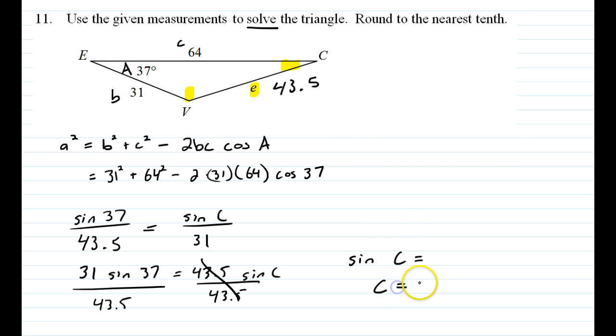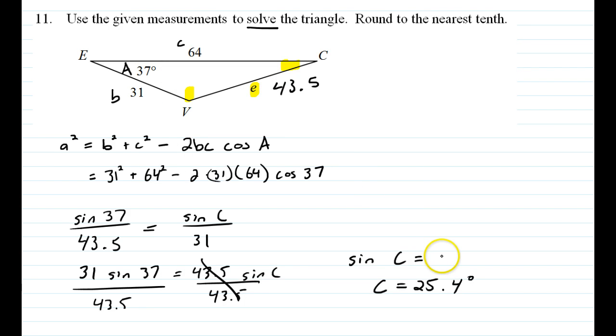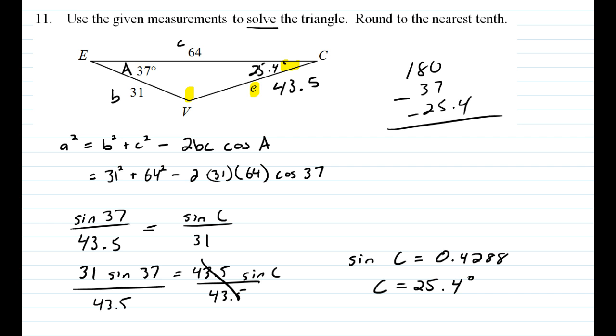So C is equal to 25.4 degrees. The sine of C was 0.4288. Now I know this angle here is 25.4 degrees. To find V, I'm just going to do 180 minus 37 minus 25.4, which gives me 117.6 degrees. So now I know my three angles and my three sides, so we have solved this triangle.